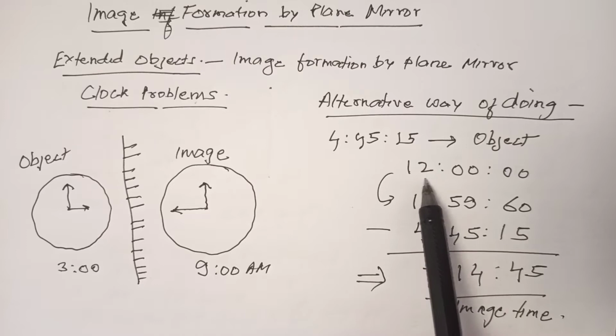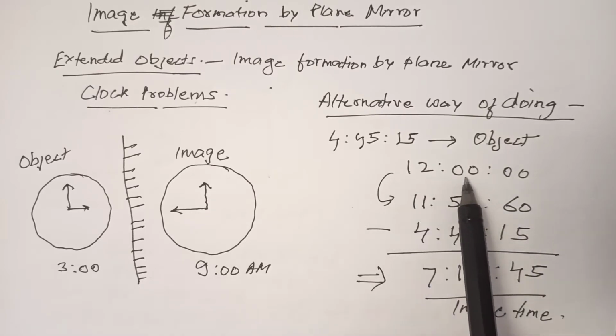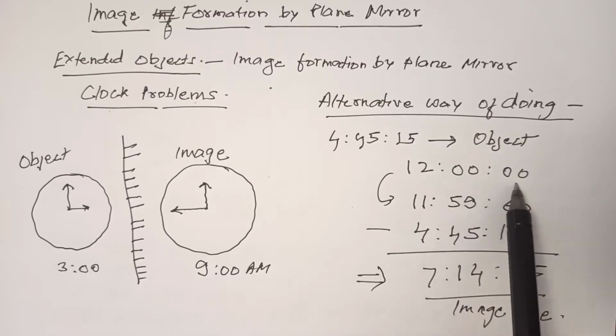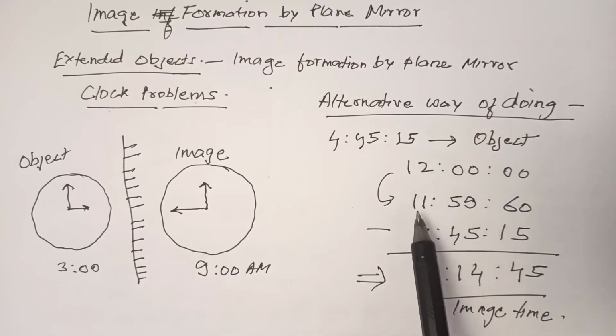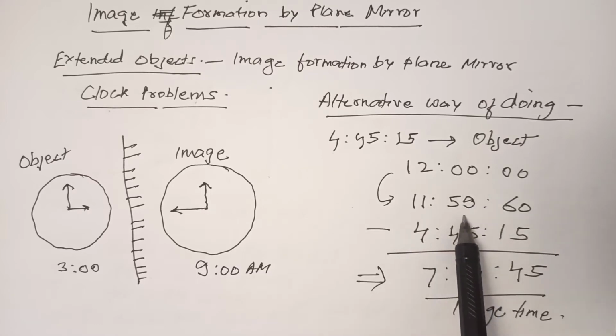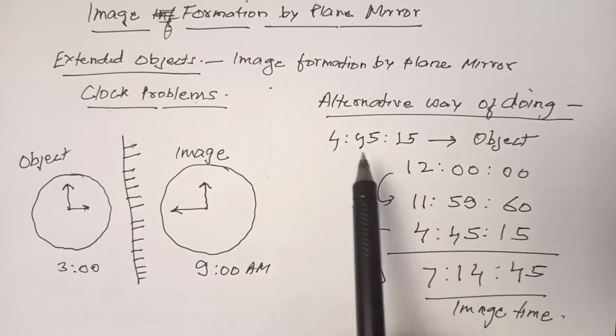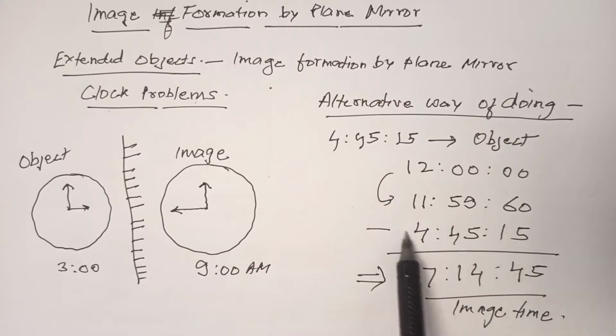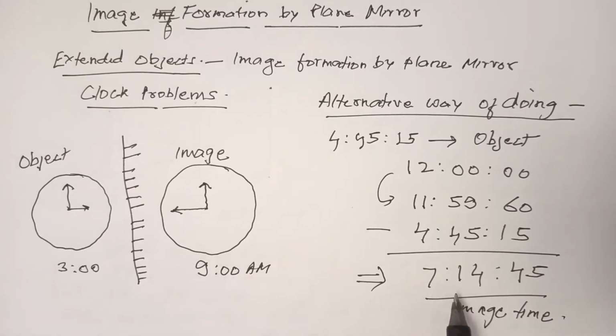What you do is you just write 12 here, which means 12 hours 00 minutes and 00 seconds. This can also be written as 11 hours 59 minutes and 60 seconds. Correct? What you do is you just subtract this by this. So if you subtract, you will get this. If I have to say what will be the time in the image clock of this, it is 7 hours 14 minutes and 45 seconds.